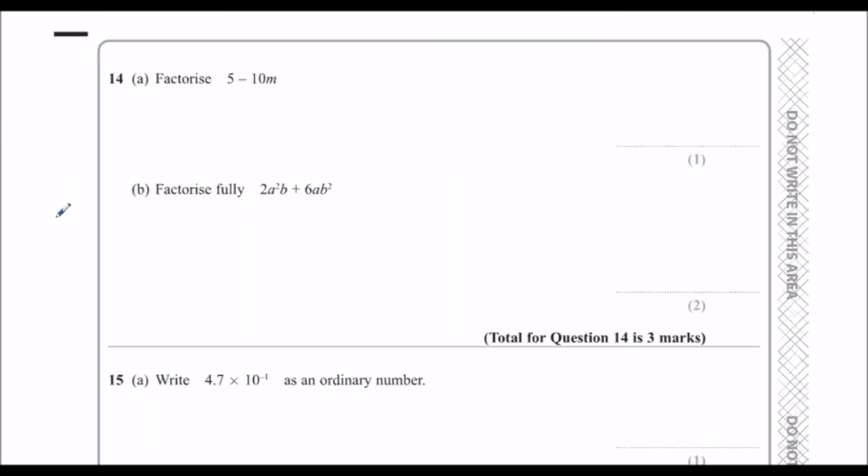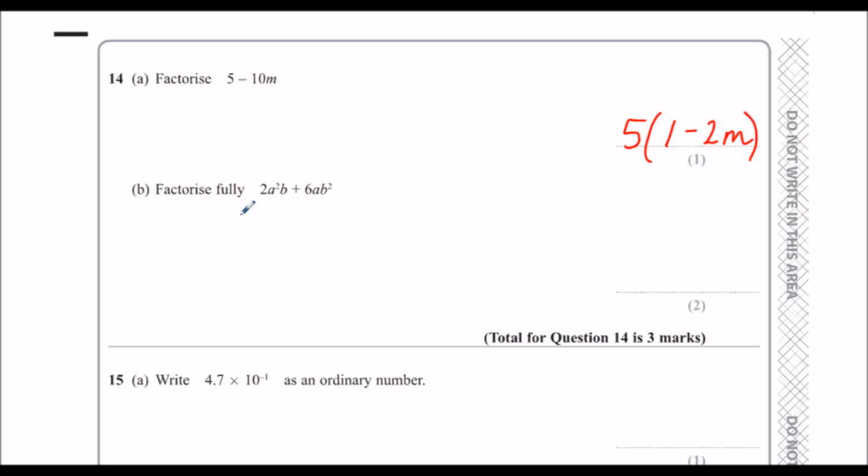Question 14, factorize. So that means put into brackets. So we're going to put this into brackets. What is in both of the two terms? They're both in the 5 times table. So we're going to take 5 outside. 5 times what makes 5? Or 5 times 1 makes 5. 5 times what makes 10m? That will be 2m.